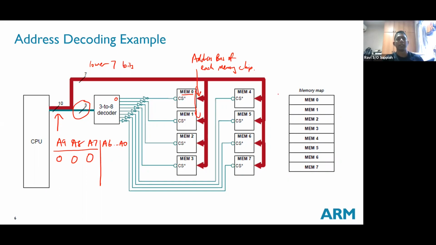So from address 0 all the way to 127, these first 128 bytes will automatically be mapped to the location where the upper 3 bits are 0. When the upper 3 bits are 0, 0, 1, then I will start to activate mem1. This will be from 128 onwards, all the way to 255, and so on.